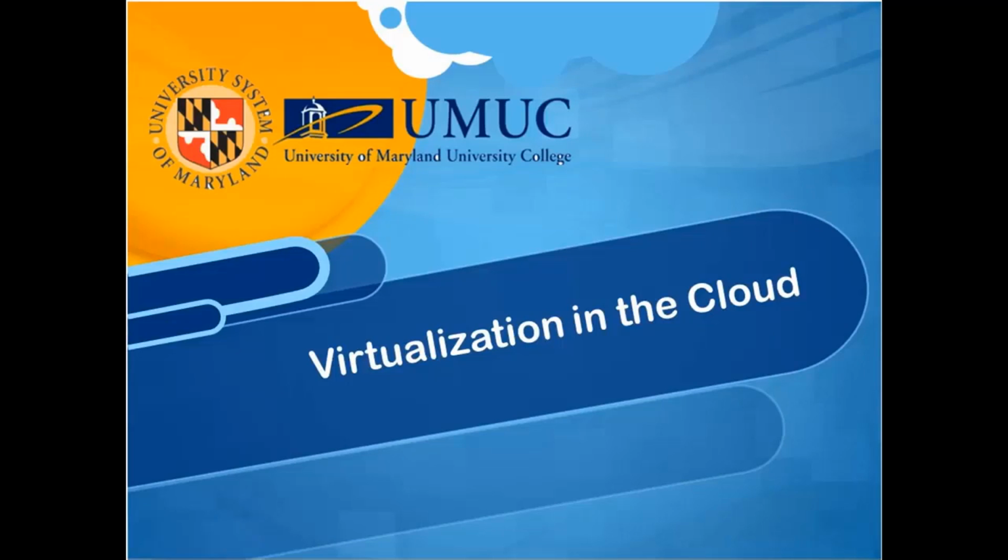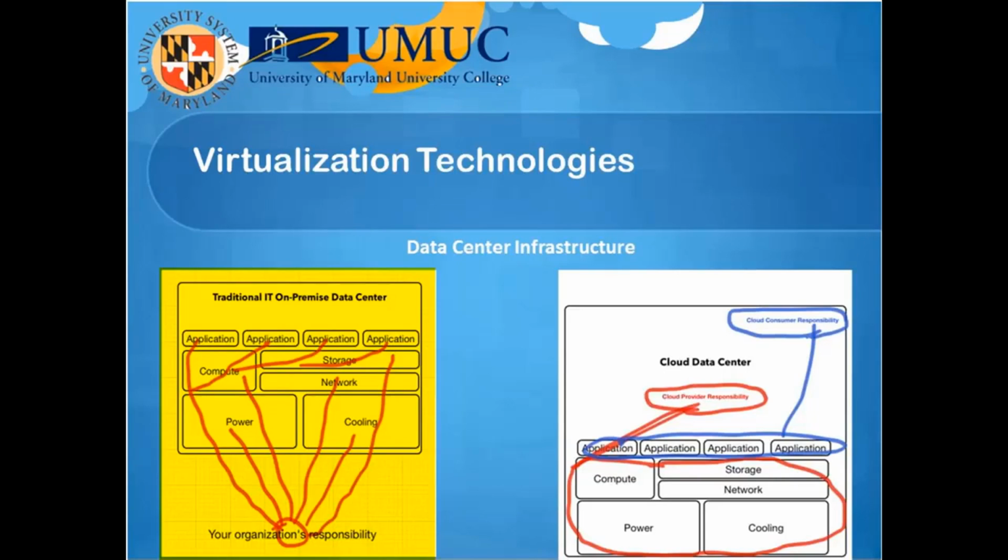So next we're going to talk about virtualization in the cloud. And this is a key enabling technology, as I mentioned previously. So first we're going to talk about data center infrastructure. And here we have two diagrams. And what I'm illustrating is a traditional IT on-premise data center on the left and a cloud data center on the right. And in a traditional IT on-premise data center, your organization is responsible for all of these areas. So the power, the cooling, the physical space, the compute, the storage, the networking, and the applications. That's a traditional data center.